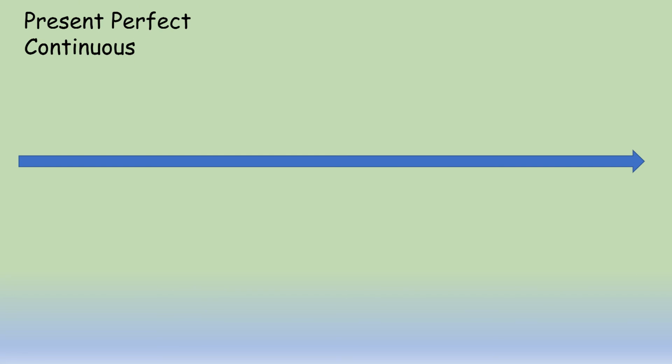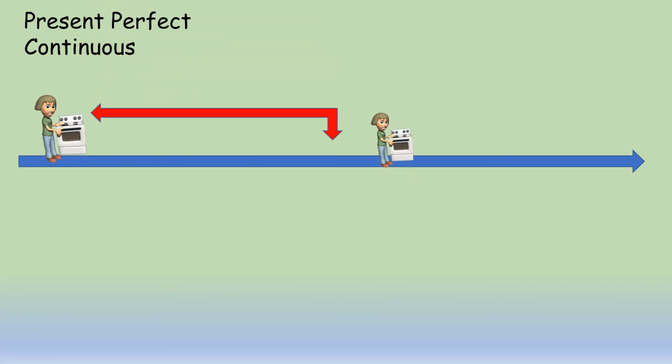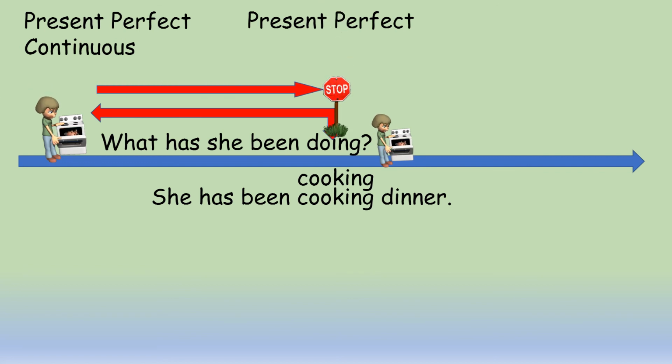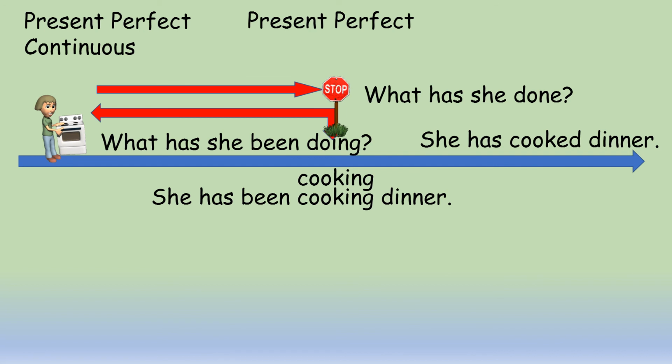Present perfect continuous tense. From the past to now. What has she been doing? Cooking. She has been cooking dinner. Present perfect. From the past to now, not cooking. What has she done? She has cooked dinner.